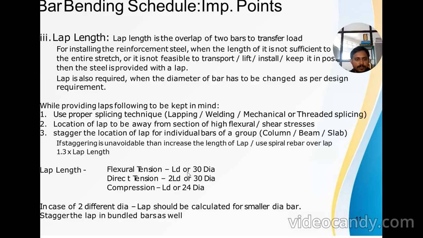So various lap lengths are provided. For example, if it is flexural tension, a lap length of 30 diameter is used. If direct tension, 2 Ld or 30 diameter is used. And in the compression case, 24 diameter is used. So various tension cases are there. Why is only the tension case mentioned? Because it resists the tension development in the bar.